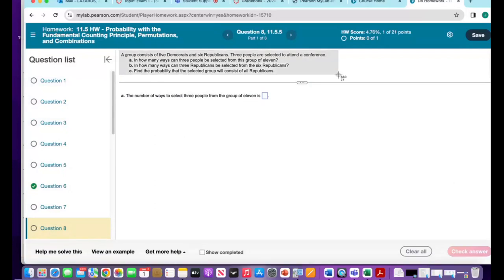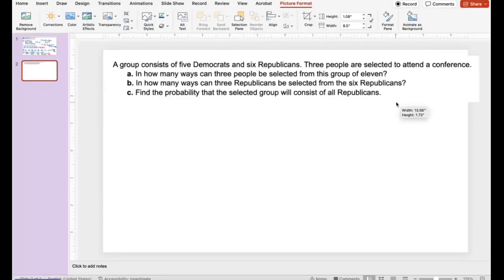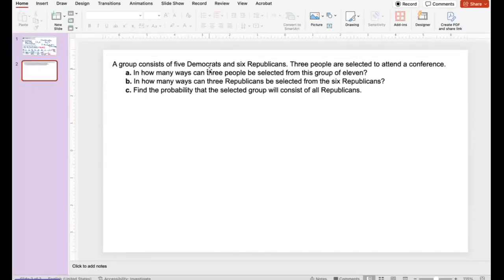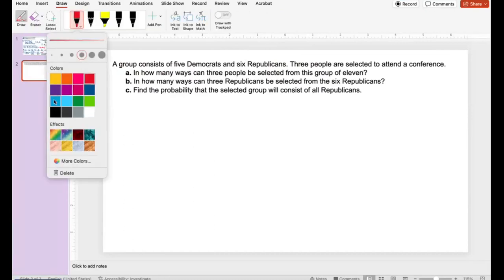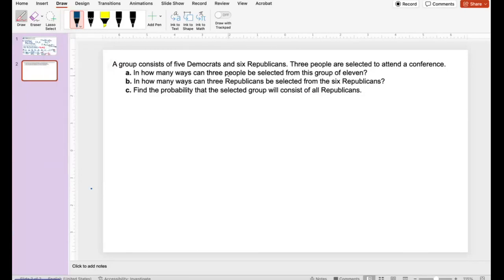Okay. So let's take this one over here. This one says a group consists of 5 Democrats and 6 Republicans. 3 people are selected to attend a conference. So you're choosing 3 from those, right? And how many ways can 3 people be selected from this group of 11? And how many ways can 3 Republicans be selected from 6 Republicans? Find the probability that it will be Republicans.